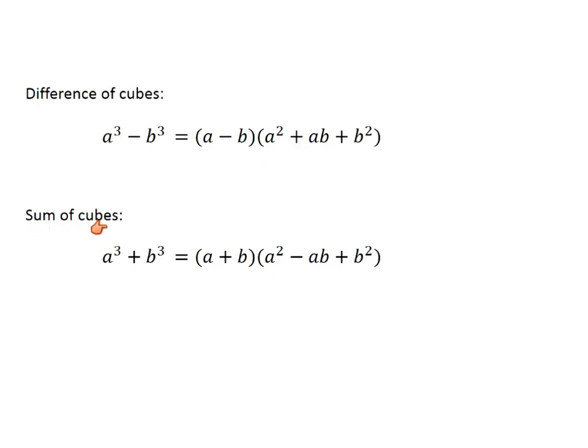Same thing happens with the sum of cubes. Although we didn't look at any of those yet, it's the same pattern. I take the cube root of a cubed is a, cube root of b cubed is b. The sign that I started with is the sign for my binomial. Then I square this, it's right here. I square this one, it's right here. I multiply these two terms together and take the opposite, and it's right here. So just because I have a sum of cubes, it's no different, or the pattern at least is no different from the difference of cubes in terms of how we arrive at our factored form.